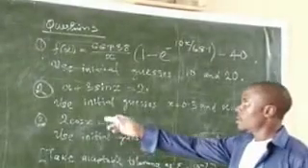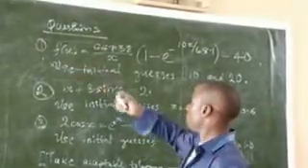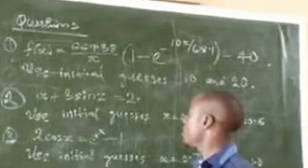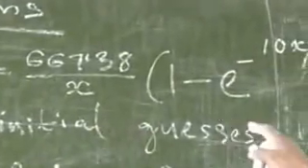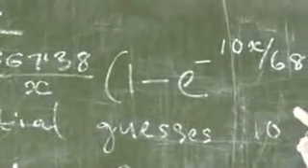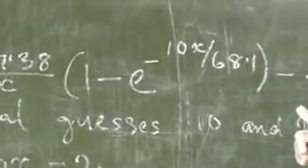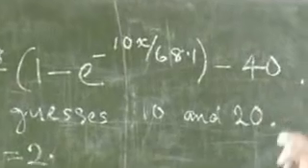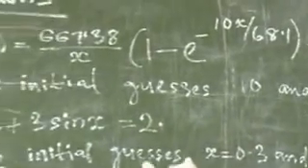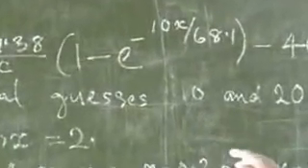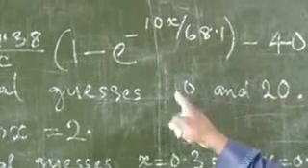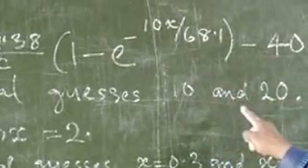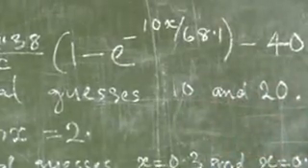1. Given f of x equals 667.38 over x into 1 minus exponential negative 10x over 68.1 minus 40. Use initial guesses as x equals 1.0 and 2.0. I think this should be 10, as x equals 10 and 20.